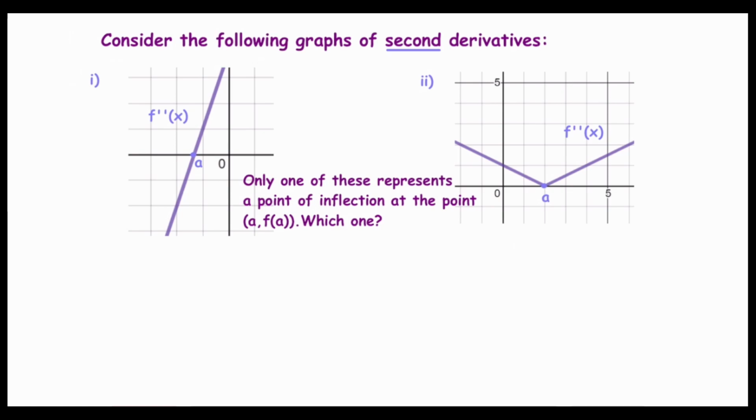For this exercise, we are told to consider the following graphs of second derivatives, and notice that only one of these represents a point of inflection at the point a comma f of a. Which one? First of all, we notice that my second derivative has a value of 0 at each of these points, and we know that when f double prime of a equals 0, there might be an inflection point. How do I know for sure? I need to test the values to the left and to the right of my a value.